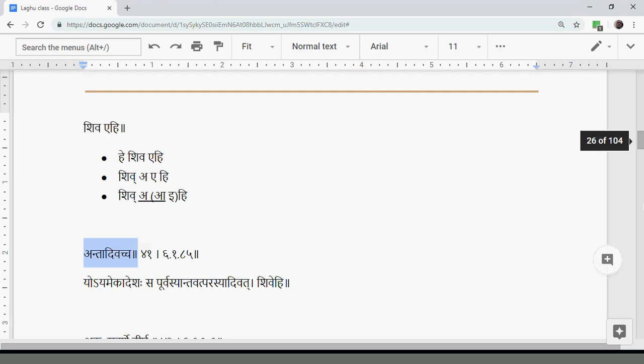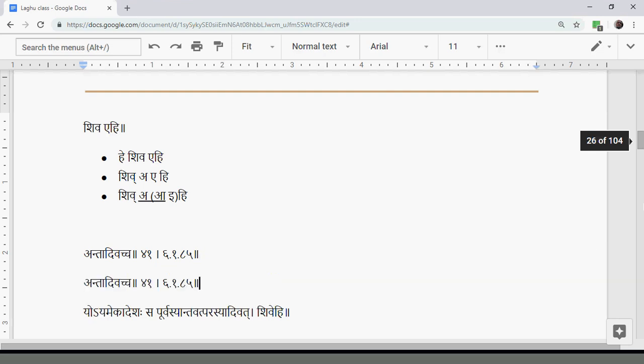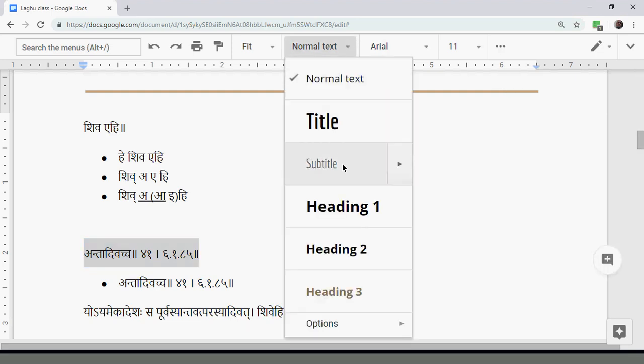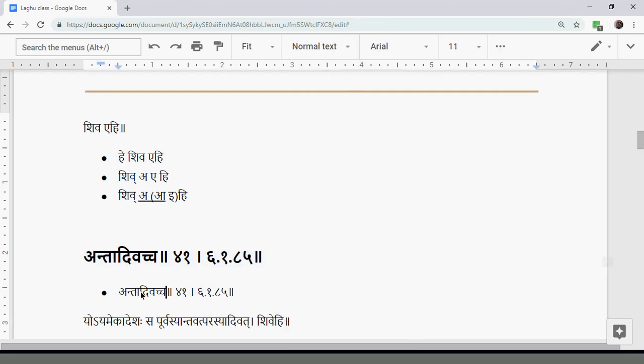That adesha which is an ekadesha, yaha ayam ekadesha. So we'll look at this and come back. Otherwise it's difficult to explain this sutra. This example is difficult to explain without this sutra. That is the reason he brings in the next sutra. We look at it together. Antadi vachya. What is that?